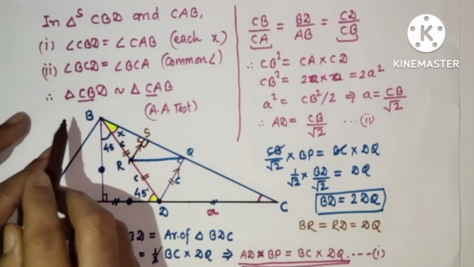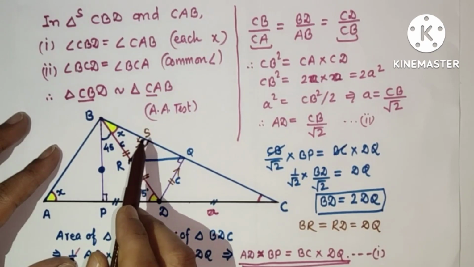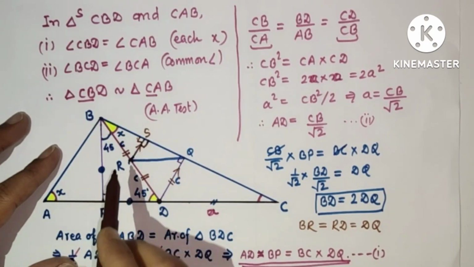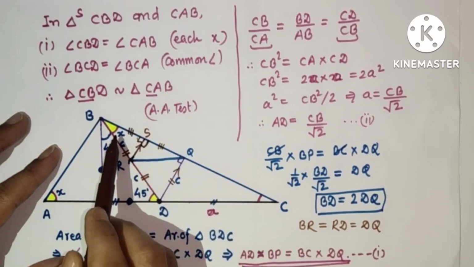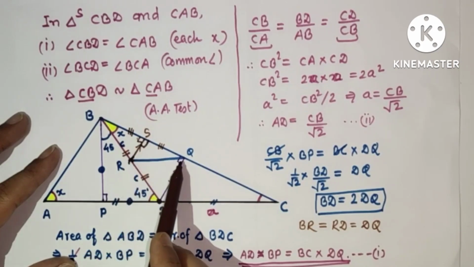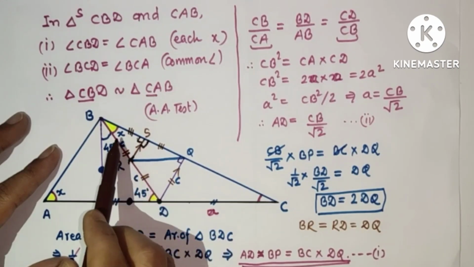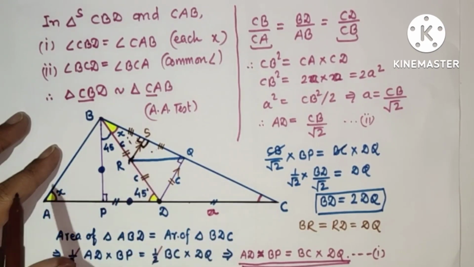This is the midpoint of BD, and RS is drawn parallel to QD, so by the midpoint theorem S will also be the midpoint of BQ. So this is equal to this. Now since BS is equal to SQ, since S is the midpoint, and SR is common, and this is 90, this is 90, by the side-angle-side test these two triangles are congruent.